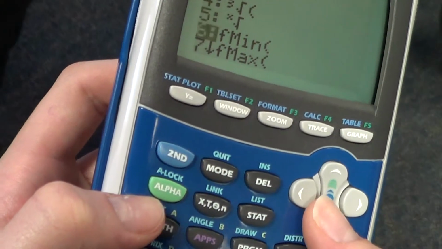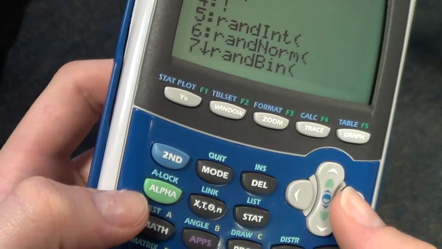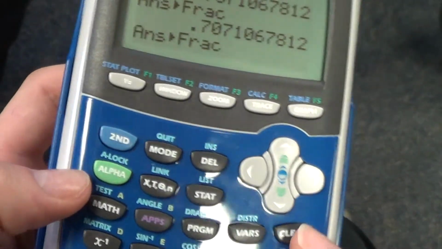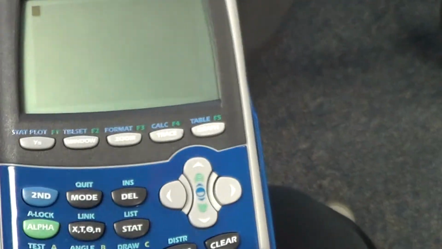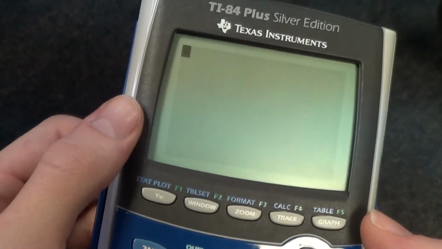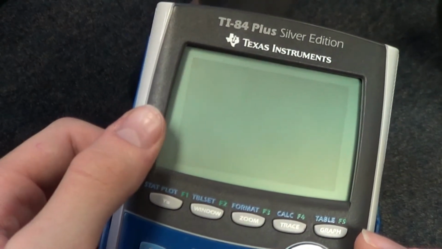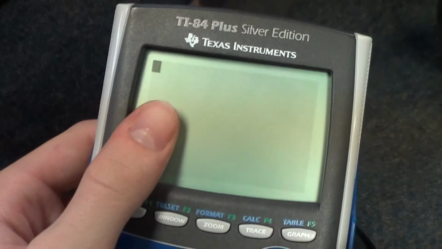I looked it up on the internet. There's no way to do it. Bummer. Yours might do it, who knows? But if you're using your unit circle or you want to check your answers, you can type in something like square root 2 over 2 and then see if the decimal is equivalent to your answer on your calculator.